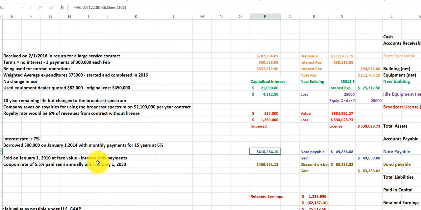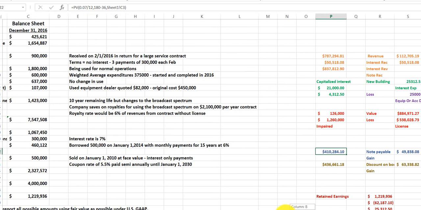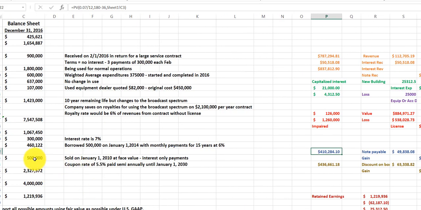Okay, this is interest only payments. So instead of a monthly payment that's principal and interest, this is interest only. So we can calculate the interest based on 5.5% of 500,000. And you can see the formula we used to get the present value. In this case, it was semi-annual payments, so we divide by 2, and then we have the number of payments left.